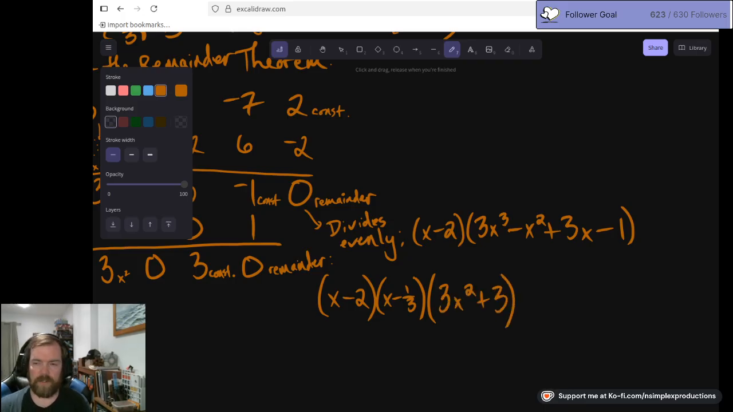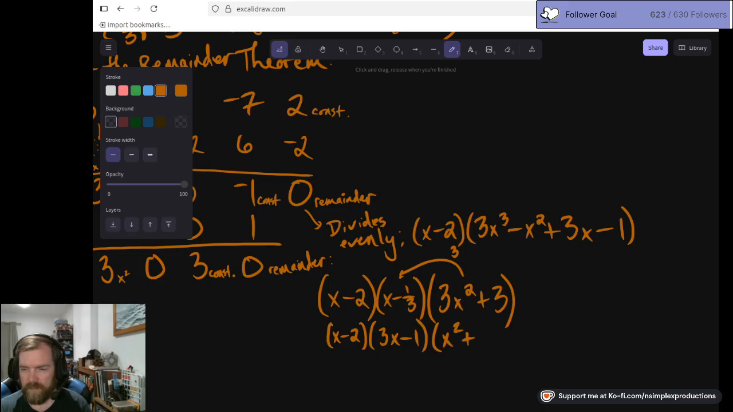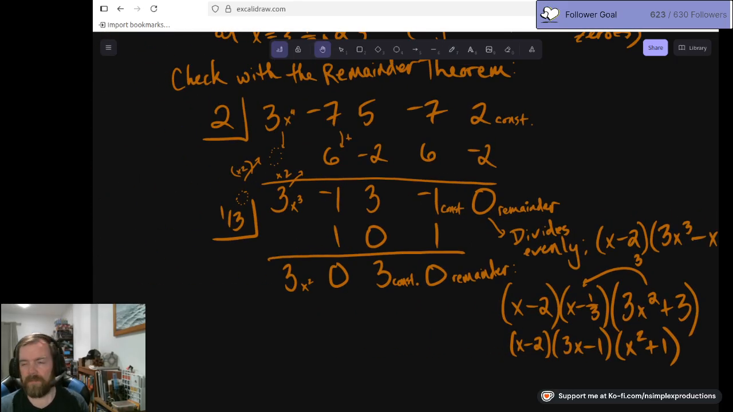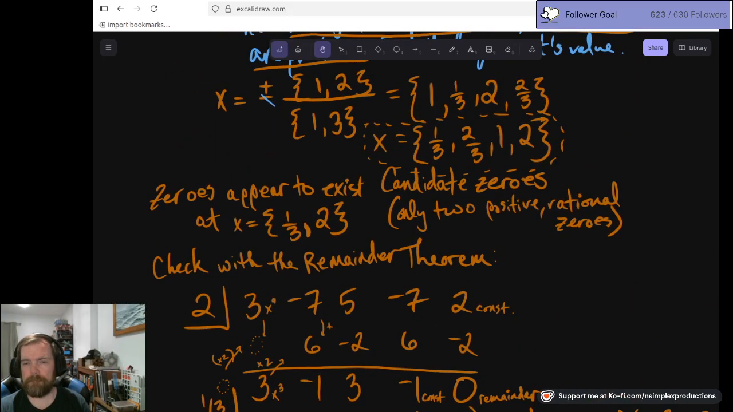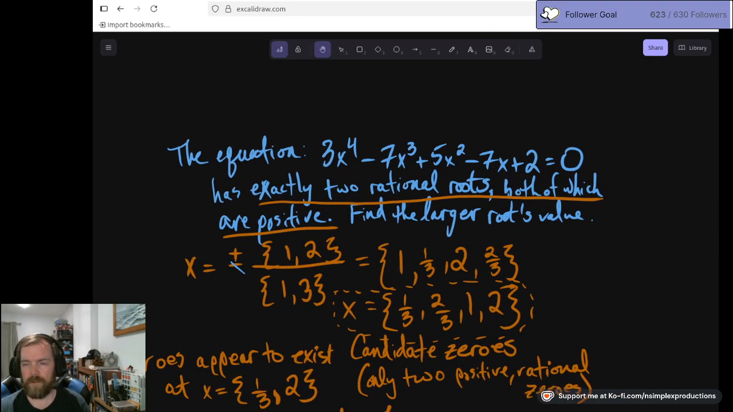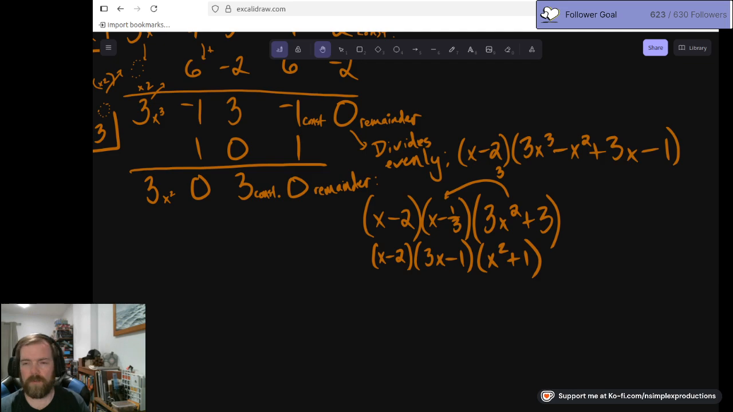Now I could take this over here, moving the factor of 3 from 3x squared plus 3 over to x minus 1/3. This ends up with x minus 2 times 3x minus 1 times x squared plus 1. Find the larger root's value. So we know it's 2.